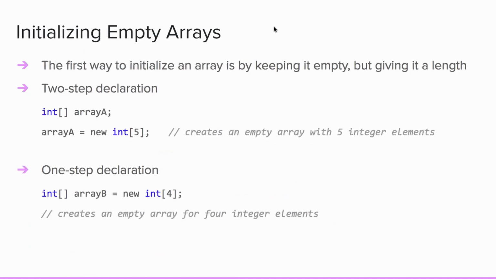Now we can initialize our arrays. The first way to initialize an array is to keep it empty, but give it a length. We can either have a two-step declaration or a one-step declaration. For a two-step declaration, we can first declare like we did on the last slide. Then in a second line, we can create an empty array by specifying the number of elements. In our example, we created an array called array A, which can store 5 integer elements. For one-step declaration, we combine these two steps to be in one line.